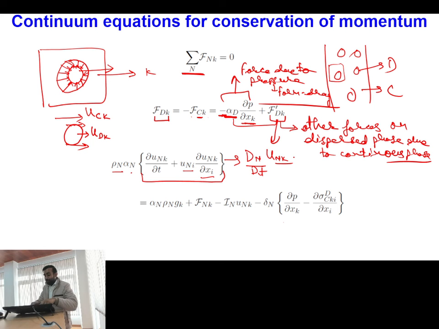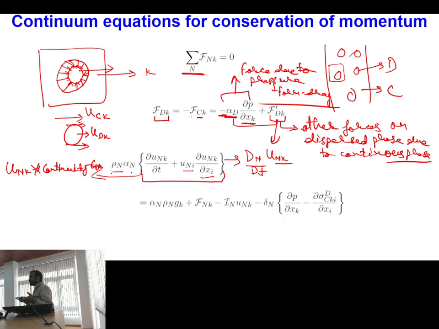When you do this splitting, you will get one more equation. That equation becomes equal to u n k times the dispersed phase continuity equation, which is equal to the mass terms. So that's why I find one additional term here, u n k into I n, and since it is taken on the right hand side, it comes with the negative sign.